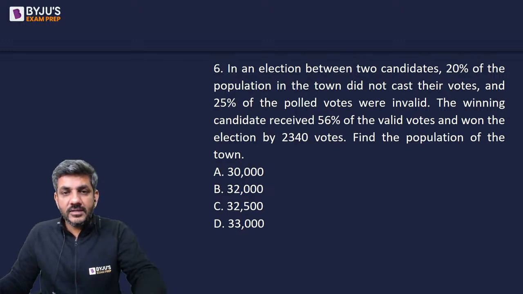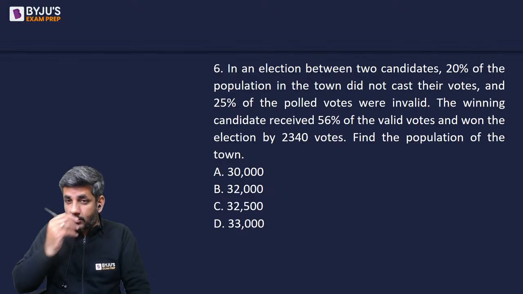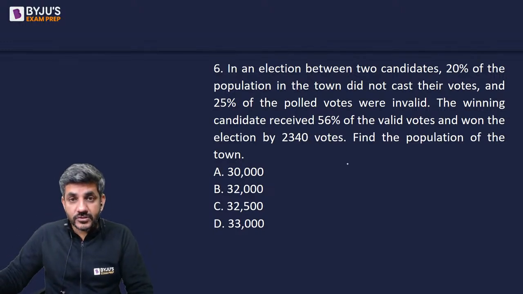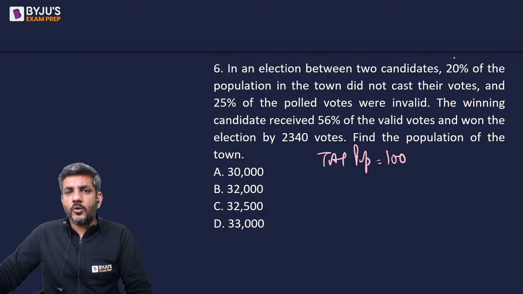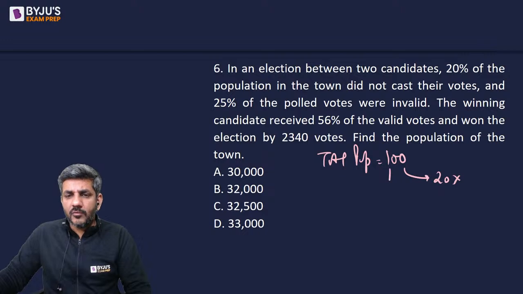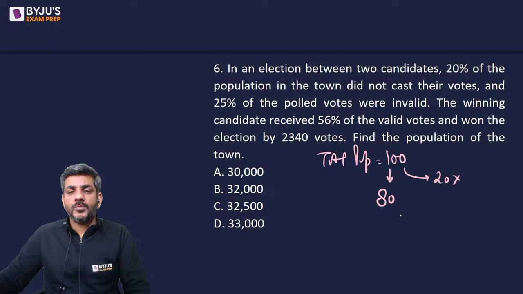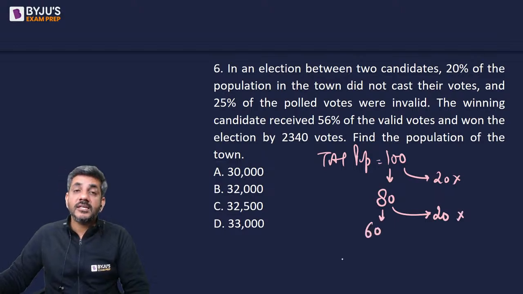Let's do this now. It says in an election between two candidates, 20% of the population in the town did not cast their votes, right? So let us say the total population is 100. 20 people did not cast the vote. How many people cast the vote? 80. 25% of the polled votes were invalid. So 25% of this is again 20. These are invalid votes. So that means valid votes are 60.